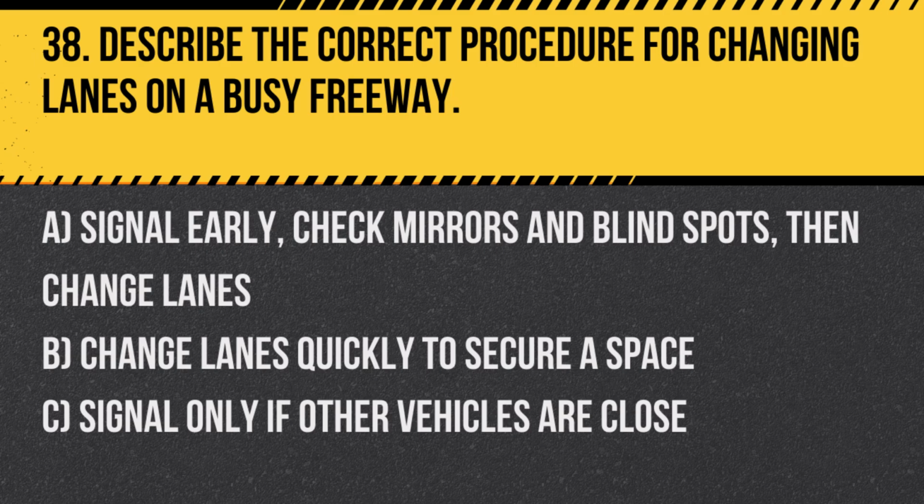Question 38. Describe the correct procedure for changing lanes on a busy freeway. A. Signal early, check mirrors and blind spots, then change lanes. B. Change lanes quickly to secure a space. C. Signal only if other vehicles are close. Answer. A. Signal early, check mirrors and blind spots, then change lanes. This method ensures safety and communicates intentions to other drivers.